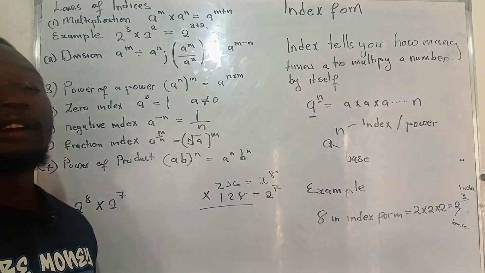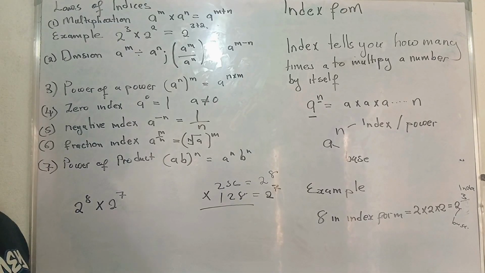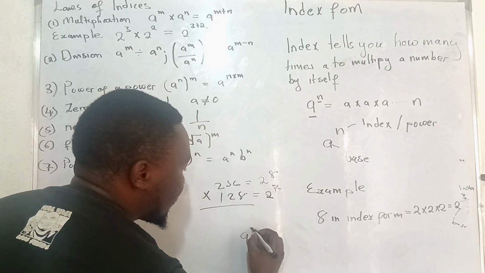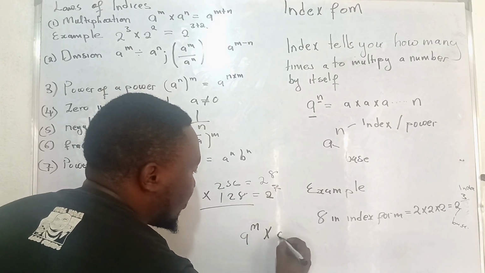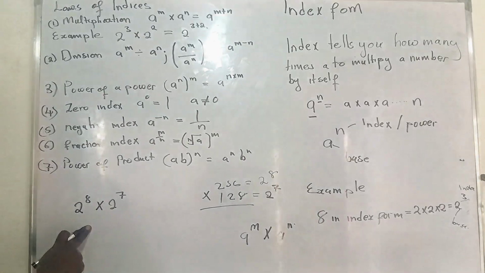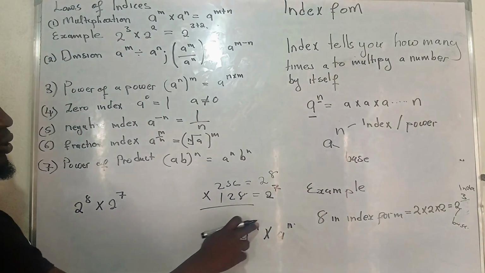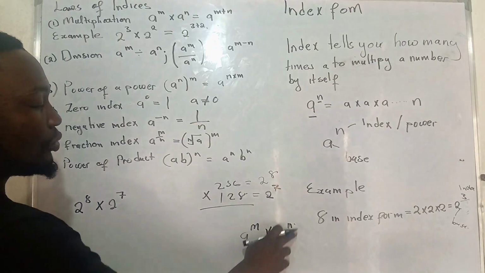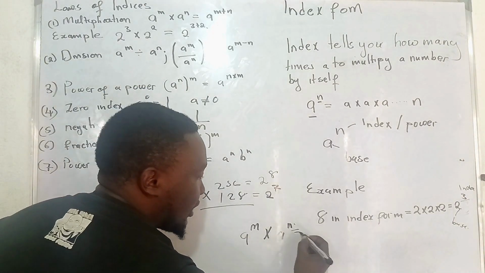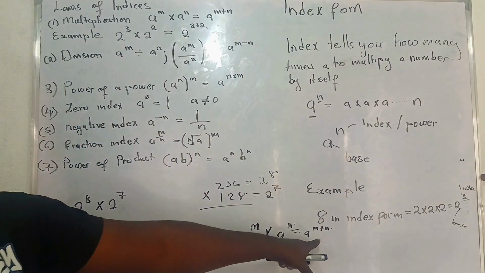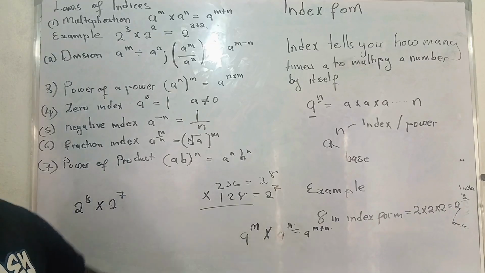So there are laws that govern these indices so that you can perform operations on them. The first law of index says that if you multiply two indices, a to the power m multiplied by a to the power n, remember these two are multiplying, you say that it is a to the power m plus n. So you add the powers and you take the common base.